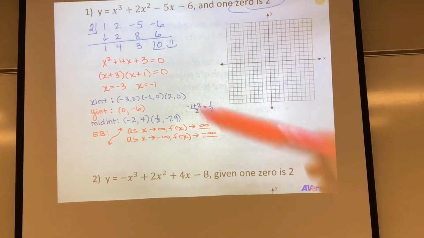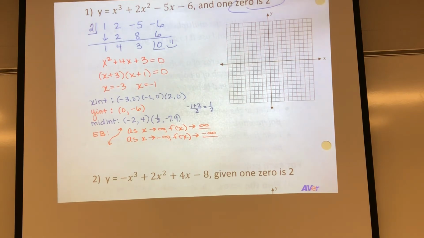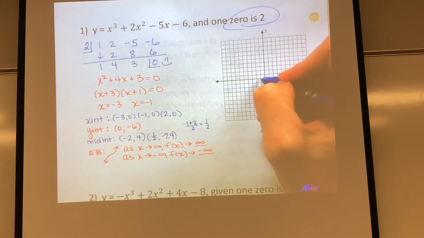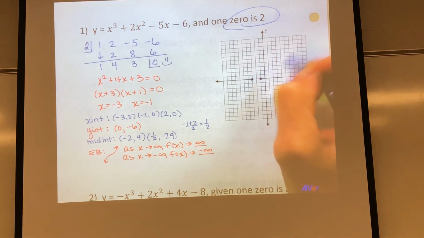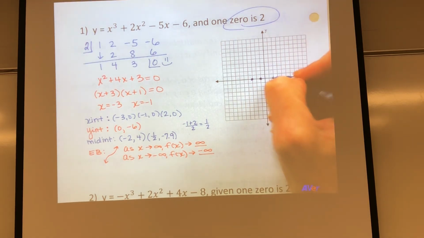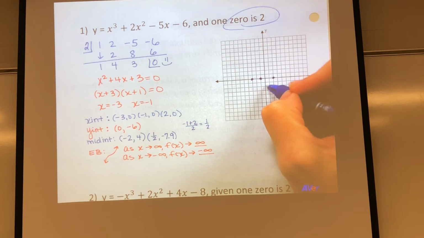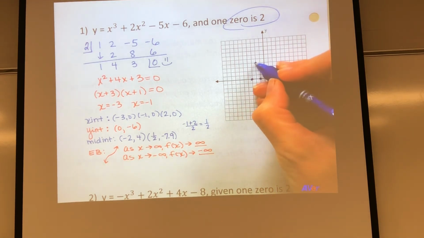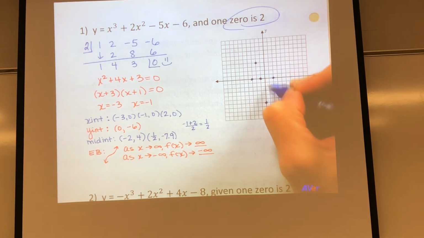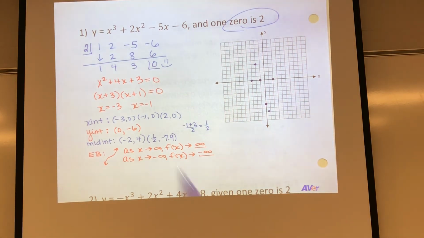So I know lots of pieces about my graph now, and I can put it all to good use by plotting it. So I'm going to plot (-3, 0), (-1, 0), (2, 0), and (0, -6). 1, 2, 3, 4, 5, 6. Then plot my mid-intervals, (-2, 4), and (1/2, -7.9). All right, so I've already plotted those points.